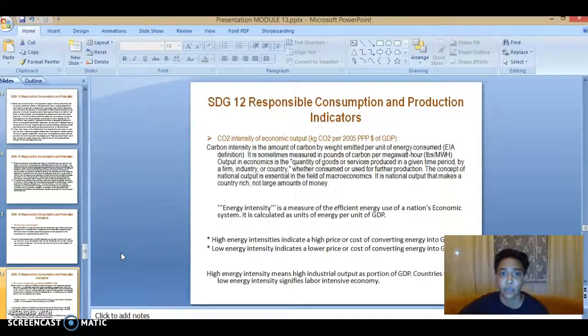The second indicator is the CO2 intensity of economic output. Carbon intensity is the amount of carbon by weight emitted per unit of energy consumed. It is sometimes measured in pounds of carbon per megawatt hour. Output in economics is the quantity of goods or services produced in a given time period by a firm, industry, or country, whether consumed or used for further production. The concept of national output is essential in the field of macroeconomics. It is national output that makes a country rich, not a large amount of money. High energy intensity means high industrial output as a portion of income. Countries with low energy intensity signify a labor-intensive economy.